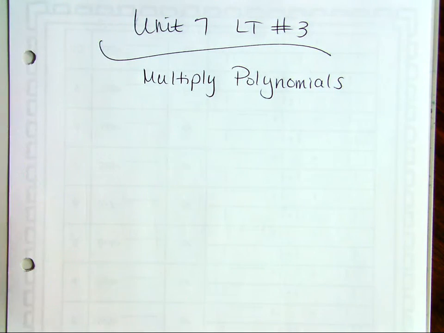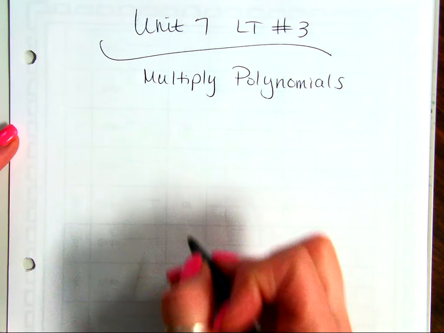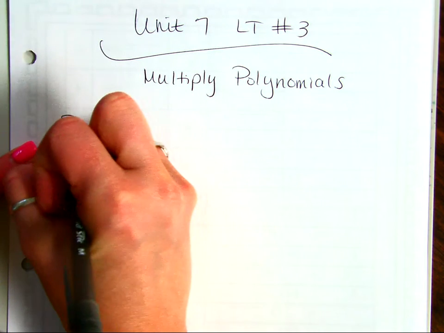Okay? And here's the cool part about this. You've already multiplied. We're using rules that we've already learned. So I'm not teaching you any new rules. I'm teaching you a new procedure. Okay? So if I were to say to you, I want you to write this word.